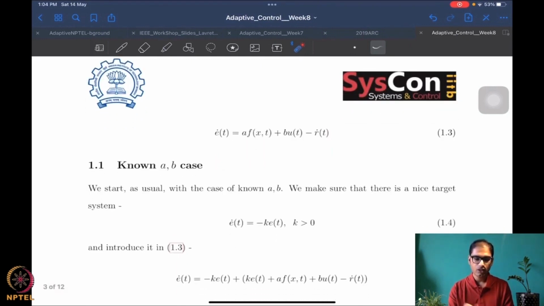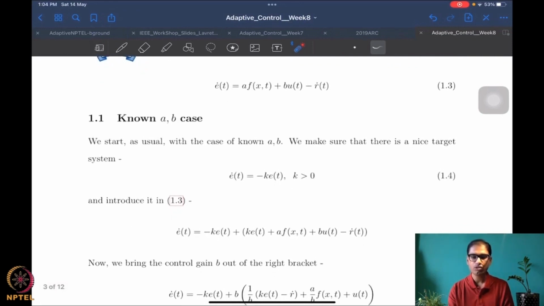Great. So now as usual, we do our design with the known case first. This has always been the method of how we have been doing things. And so for the known A, B case, we want to have a very nice target system. We've been choosing a nice target system. And what is a nice target system? If I want to drive E to 0 asymptotically, it's E dot equals minus KE for some K positive.